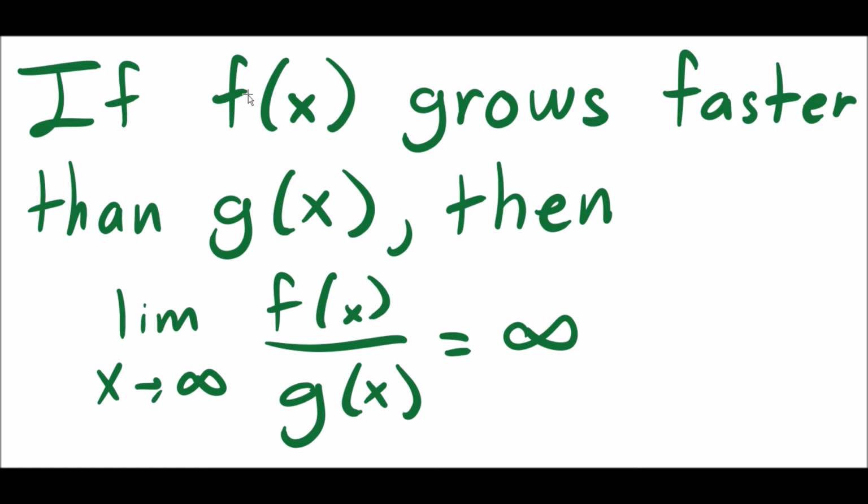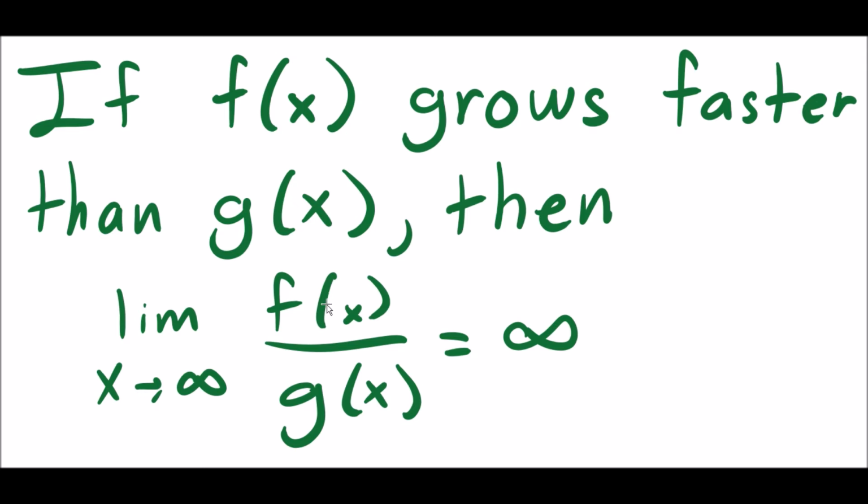So the way that we actually end up testing this is like this. If we have two functions, f of x and g of x, well then if f of x grows faster than g of x, then the limit as x approaches infinity of f of x divided by g of x will equal infinity. Let's think about why that makes sense.